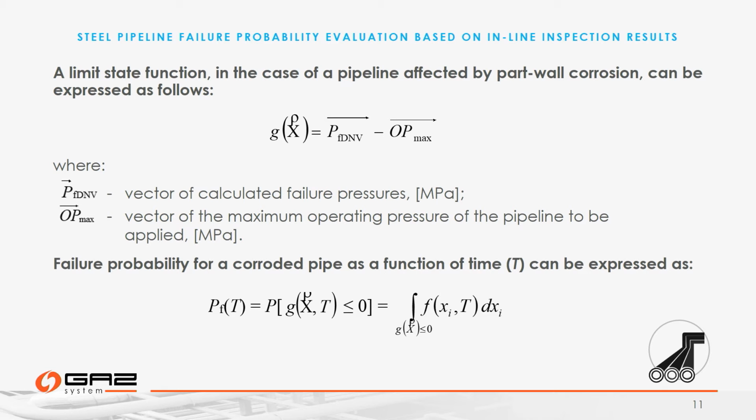Uncertain means that it has a certain statistical distribution. And the solution of this equation gives the failure probability for the corroded pipeline, also the pipe with active corrosion, as a function of time. Time can be expressed as the probability that the G function is below, less than 0.